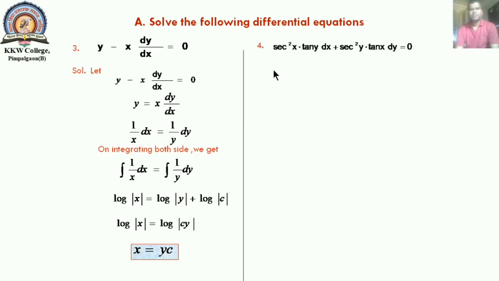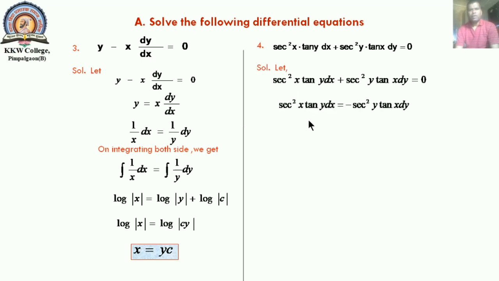Next example is sec square x into tan y dx plus sec square y into tan x dy is equal to 0. Now, for separating the variable, we'll transfer this term, sec square y tan x dy, to the right side. We'll get sec square x tan y dx is equal to minus sec square y tan x dy. On separating the term of x along with dx on one side and term of y along with dy on the other side, you will get sec square x upon tan x dx is equal to minus sec square y upon tan y dy.